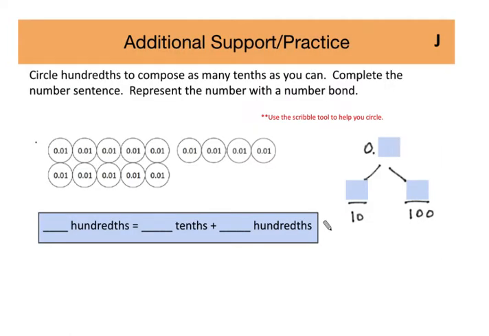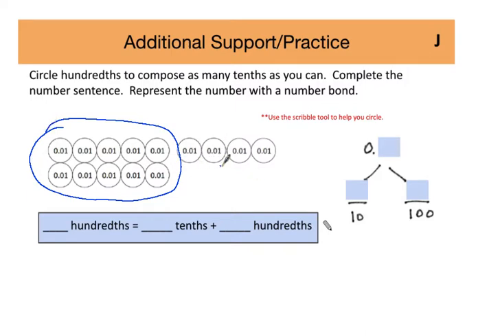So for these questions, I'm going to have you work on this with me together, and then slide K, I'd like you to try it on your own. So here it says circle hundredths to compose as many tenths as you can. Complete the number sentence, represent the number with a number bond. So we're going to do that first step. We said we need 10 hundredths to make a tenth. So here is our group of 10 hundredths, which equals 1/10.